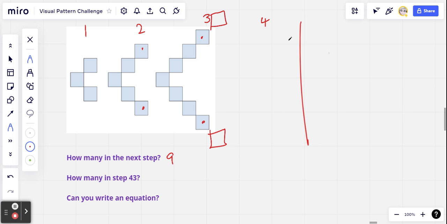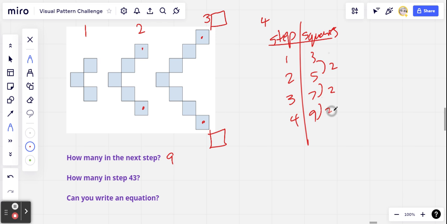Okay, let's take a look at these numbers. So I'll make a chart with the step number and the number of squares. So in step 1, we've got 3. And then in step 2, we've got 5. And in step 3, that's 7. And in step 4, we're predicting 9. So if we take the difference between each step, 5 minus 3 is 2, 7 minus 5 is 2, 9 minus 7 is 2, and we find that it's a constant. It's going up by the same amount every step. We're adding those 2 boxes every single step. So that means it's a linear pattern.